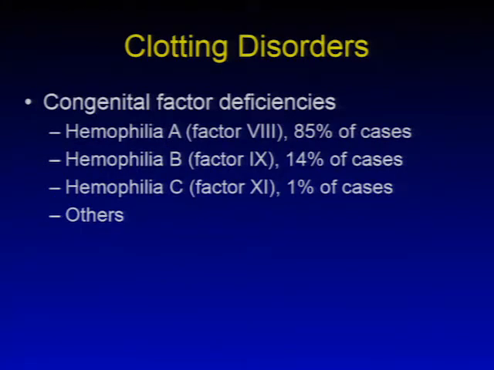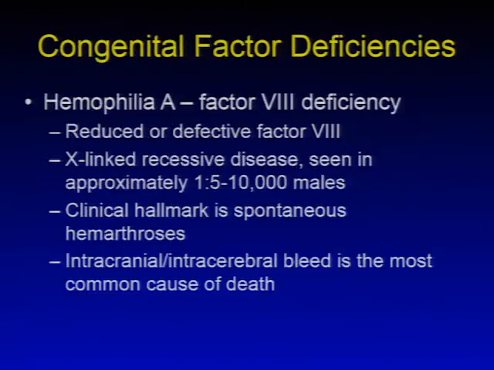Now, moving to clotting disorders and congenital factor deficiency. We all know about the hemophilias. There are three types, A, B, and C, factors 8, 9, and 11 respectively, with the vast majority really of cases being type A, 85%, and type B and C a lot less frequent.